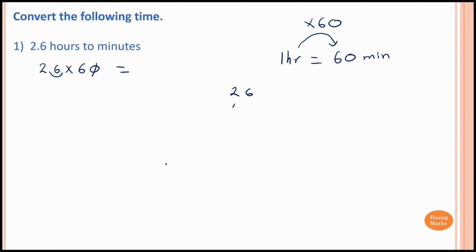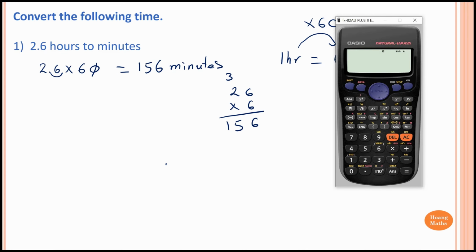So 26 times 6. So 6 times 6 is 36. So put the 3 on top. 2 times 6 is 12. Add 3 is 15. So 156. And do not forget, you need to write the units, so minutes. Let's check it out. 2.6 times 60. 156.